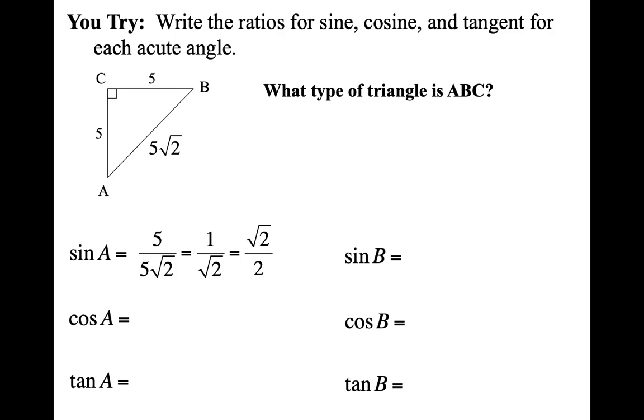But when I do that, I have to be very careful. The square root of 2 is in the denominator. So it has to stay in the denominator in my next step. So what's in the numerator? Well, we said that 5 over 5 is equal to the number 1, so the number 1 is in the numerator. So we have 1 over the square root of 2.